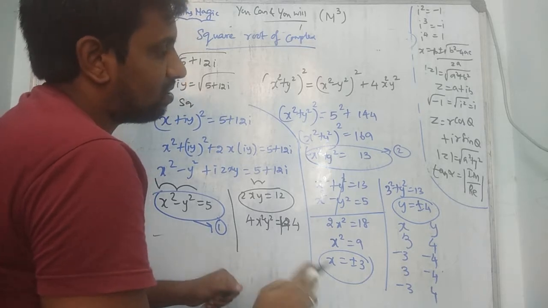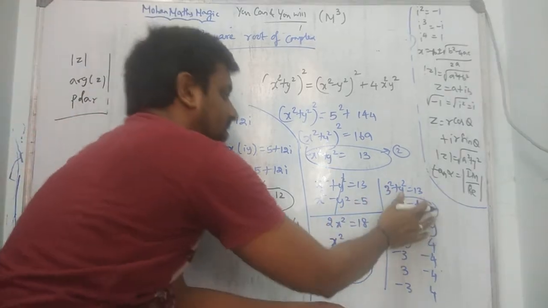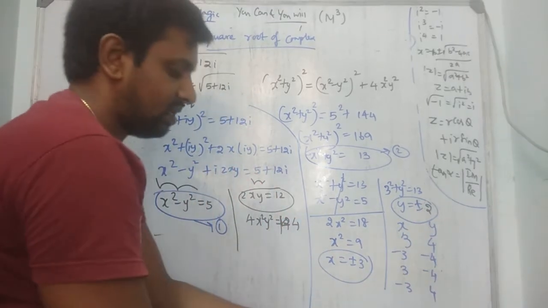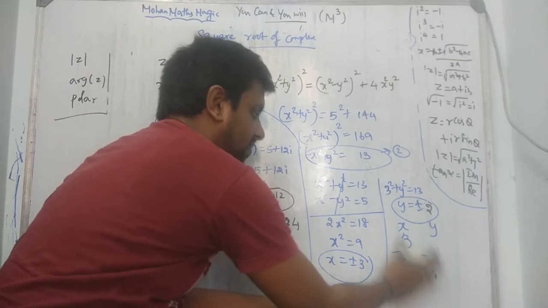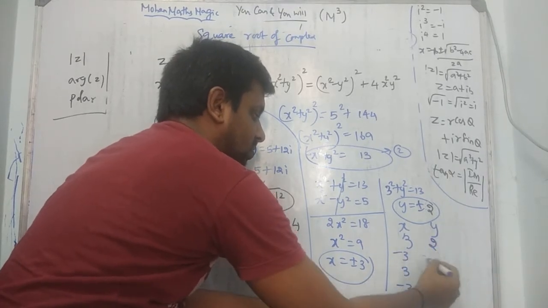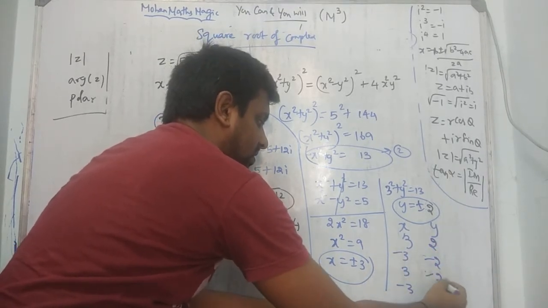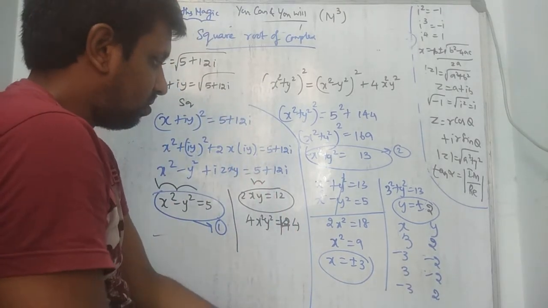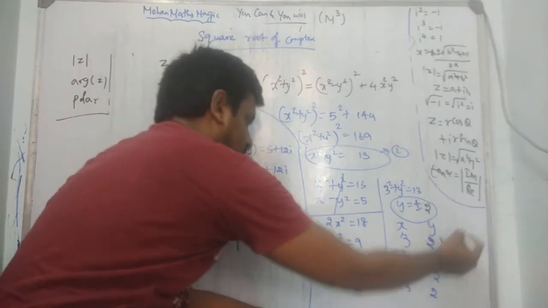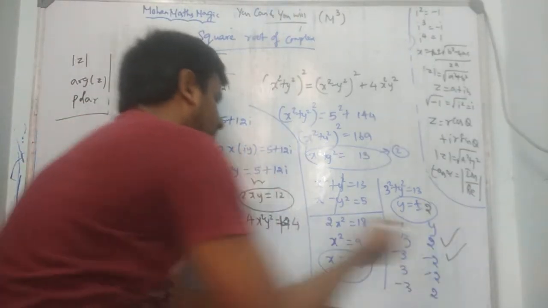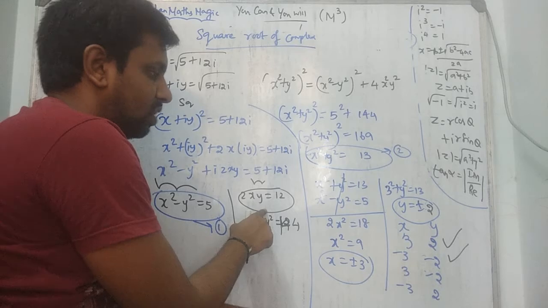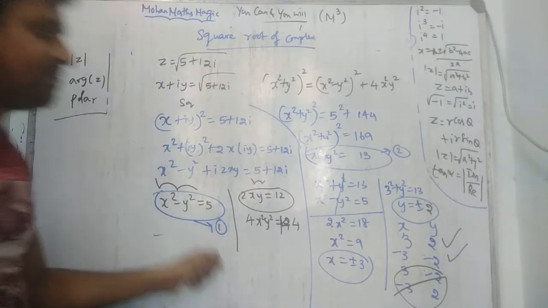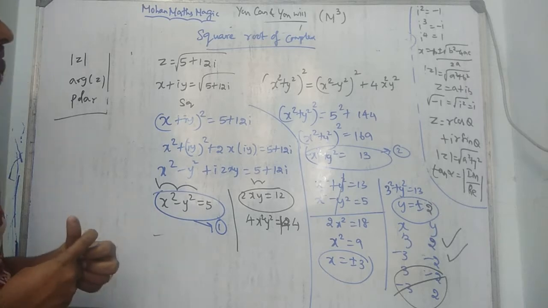13 minus 9 is 4, so y equals plus or minus 2. So x is 3 and y is positive 2, or negative. Now which one do I have to choose? Only if both are positive will we get positive 12. If both are negative, negative 3 and negative 2, we also get 12. But otherwise we would get negative 12, so this is not possible. So these are the square roots.